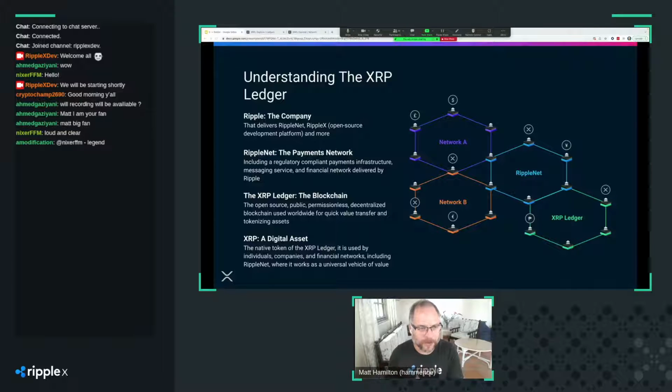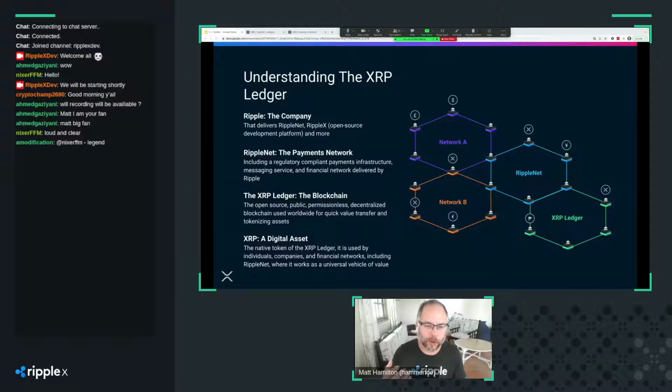So that is RippleNet. Then also within Ripple, there is RippleX, which is the open source development platform. RippleX is the division of Ripple that I work for, and under RippleX, we use the XRP Ledger. The XRP Ledger is independent, a permissionless, decentralized public blockchain that anybody can use to do transactions. Similar to, say, Bitcoin or Ethereum, it's a public, decentralized network that anybody can transact on. So there are two separate networks: there's RippleNet and there's the XRP Ledger.